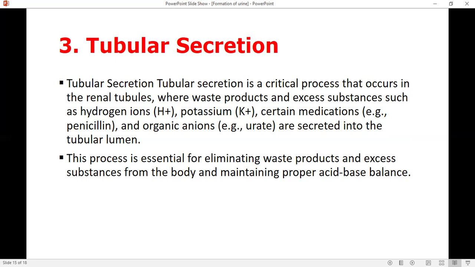they can be expelled. So tubular secretion is a critical process that occurs in the renal tubule where waste products and excess substances such as hydrogen ion, potassium, certain medication such as penicillin and organic ions are secreted into the tubular lumen. So they are in the tubular lumen so that they can be eliminated as waste products and excess substances from the body, maintaining proper acid-base balance. Whenever there are a lot of toxic substances in blood, there is no way you can maintain acid-base balance. Are we together?